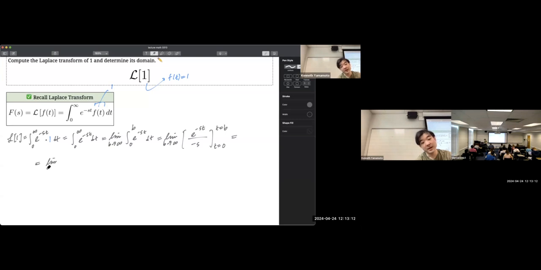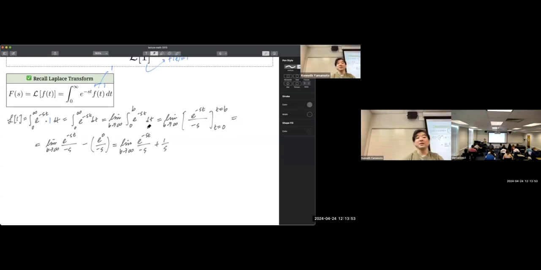That means I'm going to take the limit as b goes to infinity of e to the negative st over negative s, and then subtract from it e to the 0 over negative s. We plug in 0, and the 0 goes only into the t, so e to the 0 is 1. There are 2 negatives, so it'd be plus 1 over s. So the only issue is this limit right here.